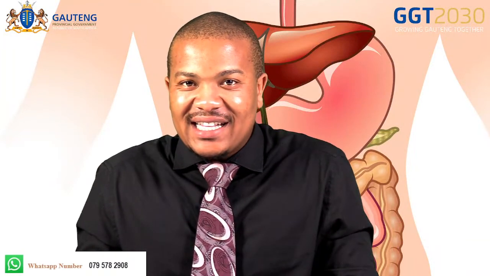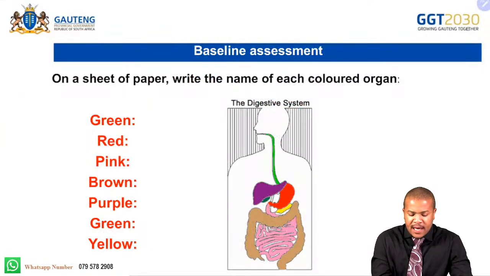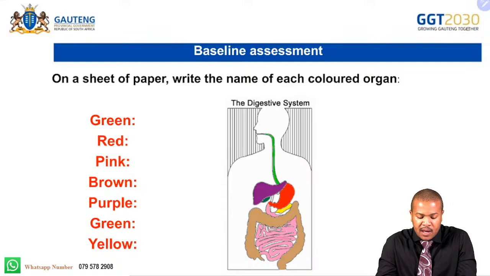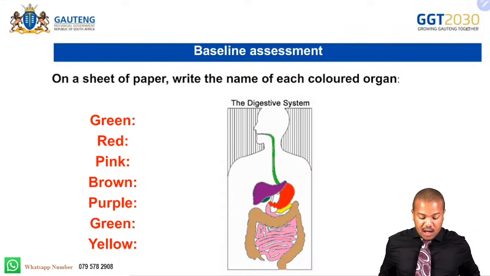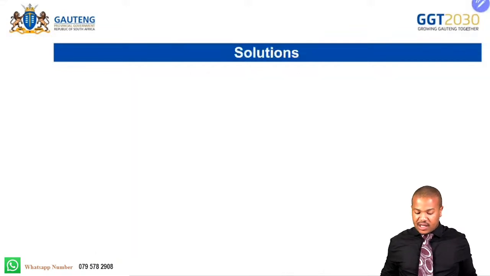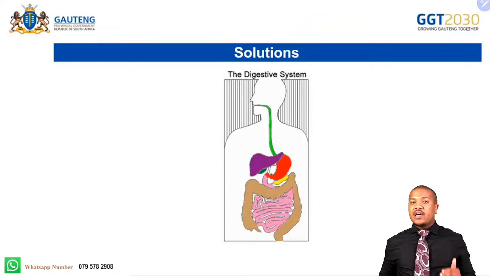Welcome back, grade 9s. Now let's look at our solutions. But before that, let me remind you, the baseline activity simply required you to give the correct organ in the digestive system or the alimentary canal. On a sheet of paper, you needed to write the name of each colored organ. The colors were green, red, pink, brown, purple, green, and yellow. Looking at our solutions now, this is the structure that we needed to be able to label.